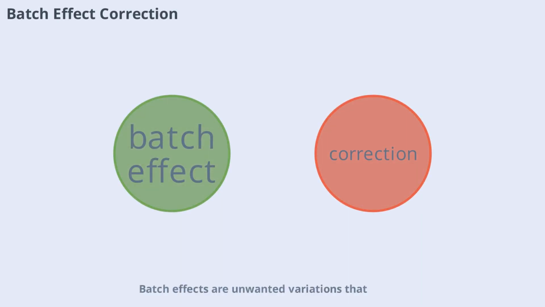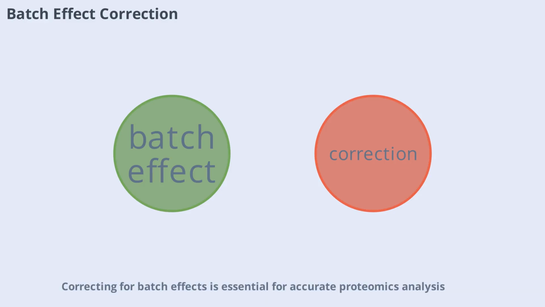Batch effects are unwanted variations that arise from differences in sample processing, instrument runs, or experimental conditions. Correcting for batch effects is essential for accurate proteomics analysis. Statistical methods such as ComBat and empirical Bayes approaches are used to adjust data and minimize these variations. Proper batch effect correction ensures that observed differences reflect true biological changes, not technical artifacts.